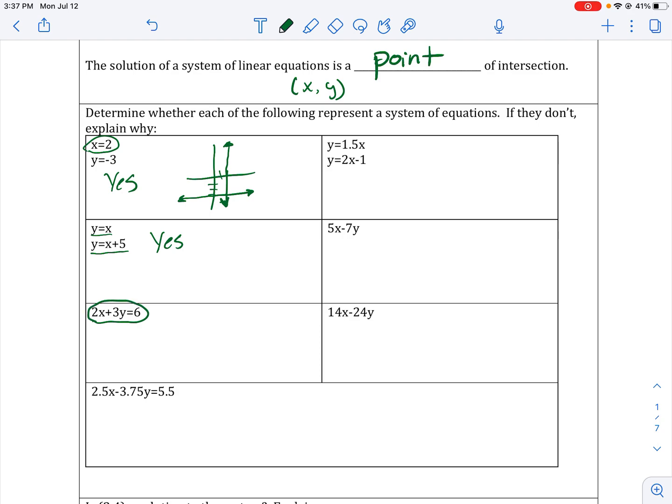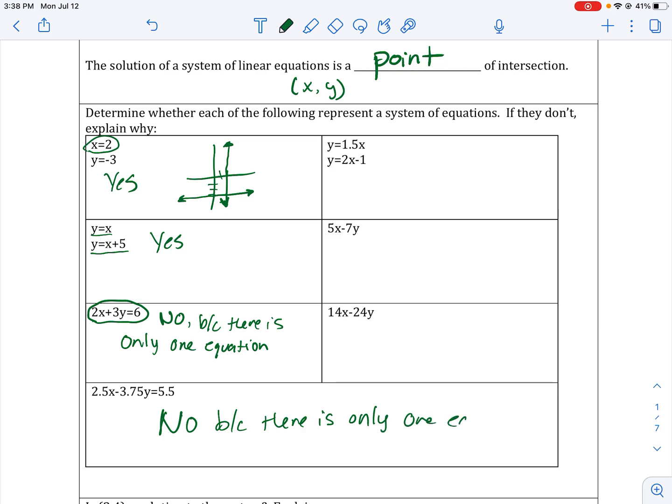This box right here, is this a system of linear equations? No, because there is only one equation. So we have to have two equations. It's two or more equations with the same variables. The big box at the bottom, this is a no, because there is only one equation.